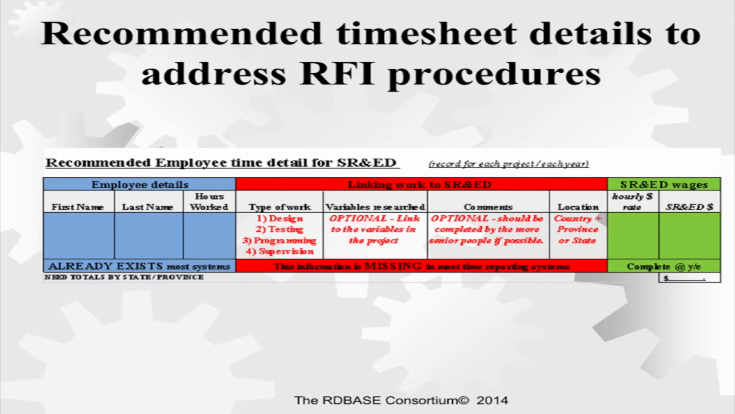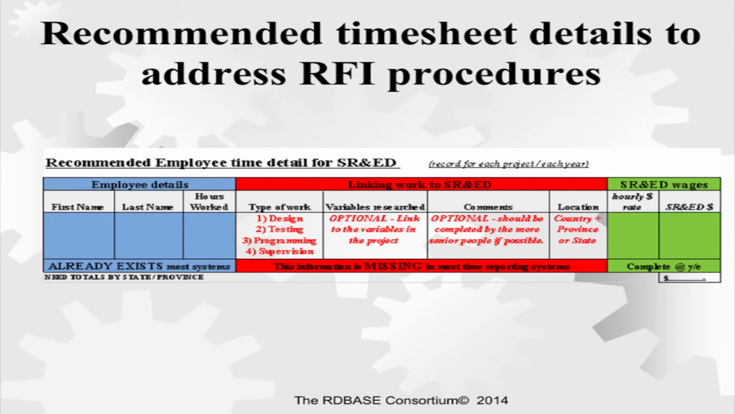One thing that I'll talk about is what they call RFI procedures, request for information. They ask a lot of things about, show how the employee's time was allocated to the SR&ED. And what I found is most clients have a timesheet system, and it captures the employee name and hours worked, but it misses a lot of this stuff in the red. It'll have a project code, which maybe you say, well, that's an R&D project, but we don't know if it's SR&ED. The additional thing that we like to do is figure out what type of work it was. Was it design, testing, programming, or supervision of the R&D? In which case it's in.